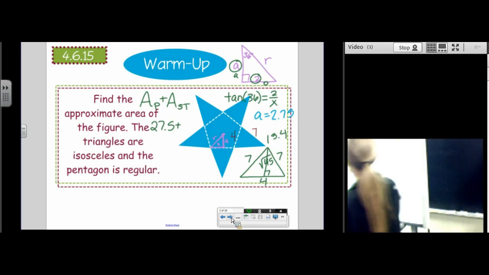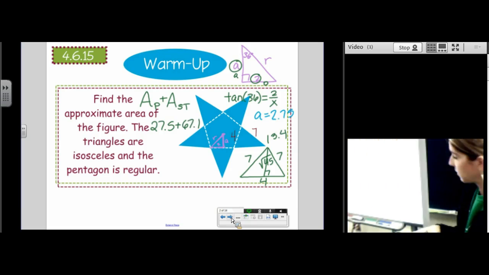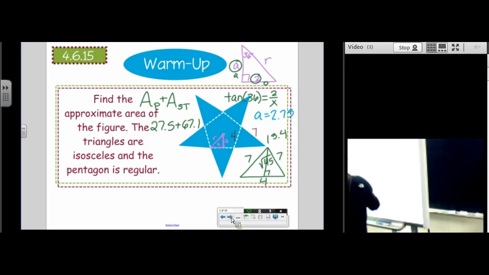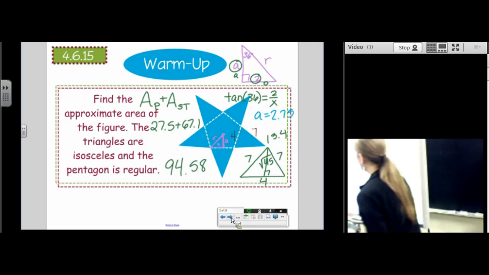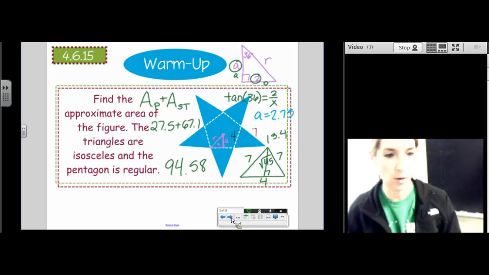67.08. So 67.1 plus 27.5. And the final answer to this problem, 94.58. It didn't tell us what to round to, so it could be 94.58 or 94.6.